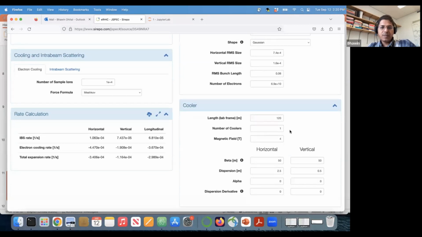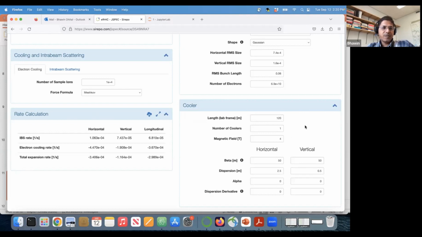The magnetic field in the solenoid is 4 Tesla, which is pretty big. This may be too big a value to be realistic, but I just use this number because it gives me better cooling simulation results. And we also have to introduce beta X and beta Y for this proton beam. We introduce dispersion of 2.5 meters in horizontal and 0.5 meters in vertical for the proton beam.